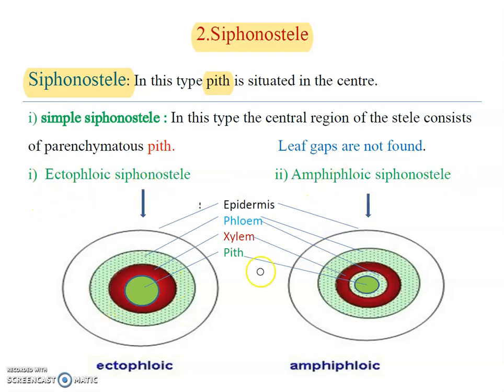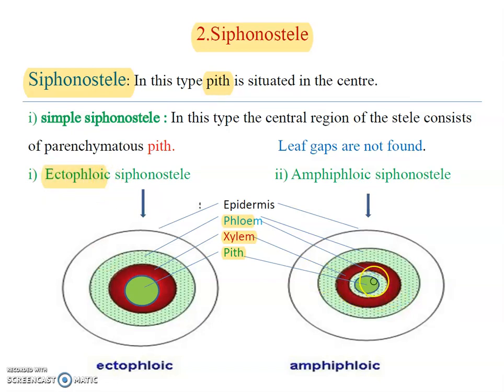Ectophloic means what? At the center of the stem, a pith is developed, and outside of the pith, the pith is surrounded by the xylem. Xylem is surrounded by the phloem and epidermis, the outermost layer. So here there are three conditions: pith, xylem, and phloem. At the center is pith, then pith is surrounded by xylem and xylem is surrounded by phloem. This is a simple one. It is called ectophloic.